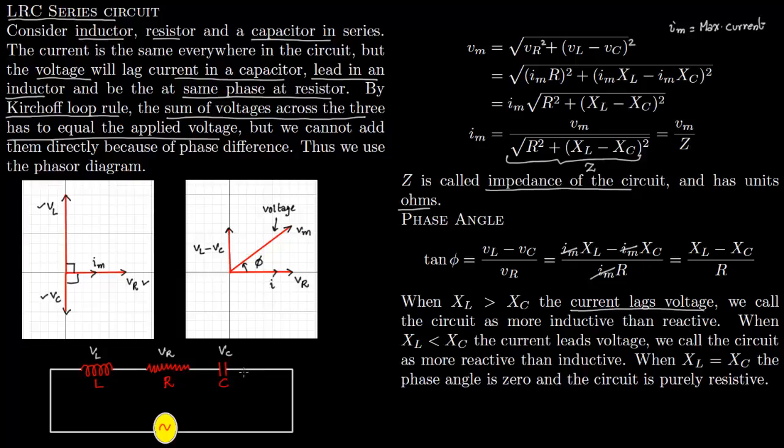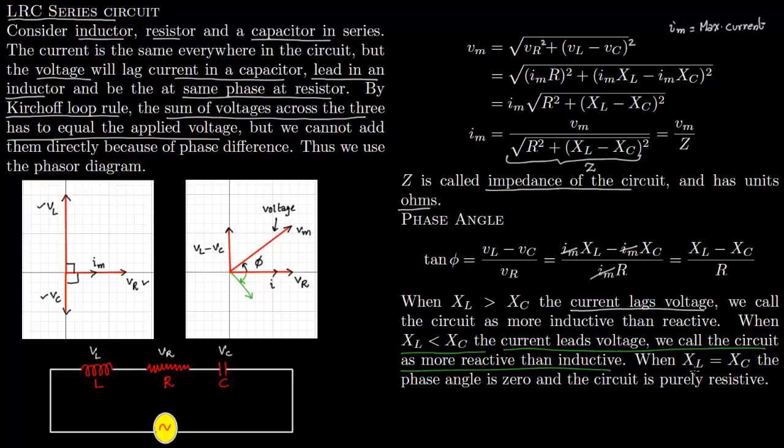Now if phi is negative, so phi is negative means that XL is less than XC. That means this phi is negative. That means we will be somewhere here. So in this case, the current is leading the voltage. So current leads voltage, and we call the circuit as more reactive than inductive.